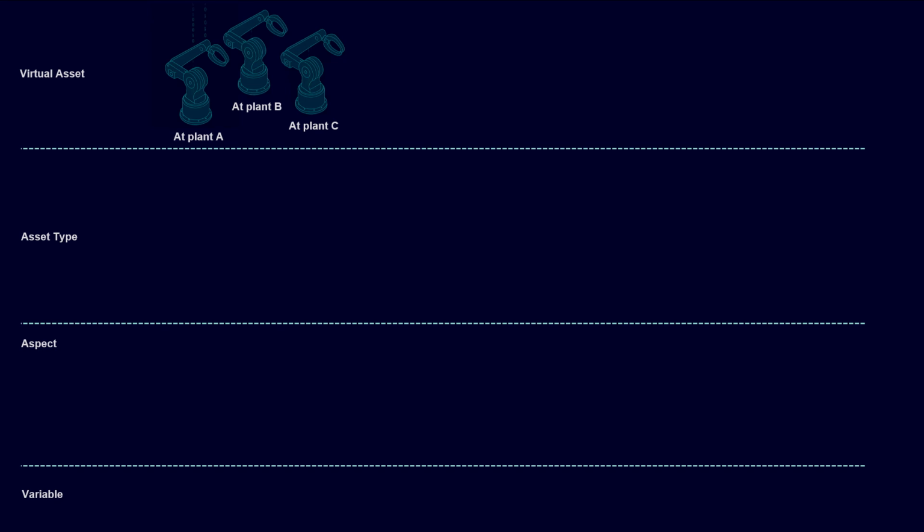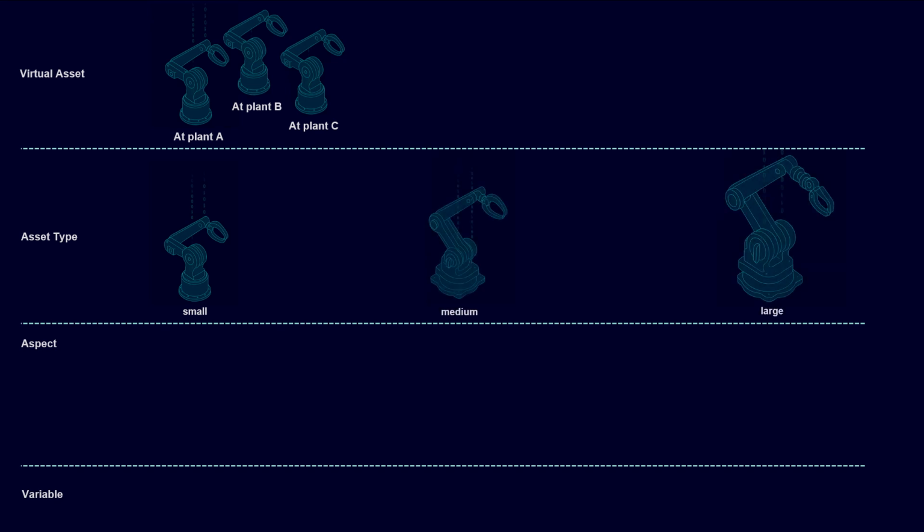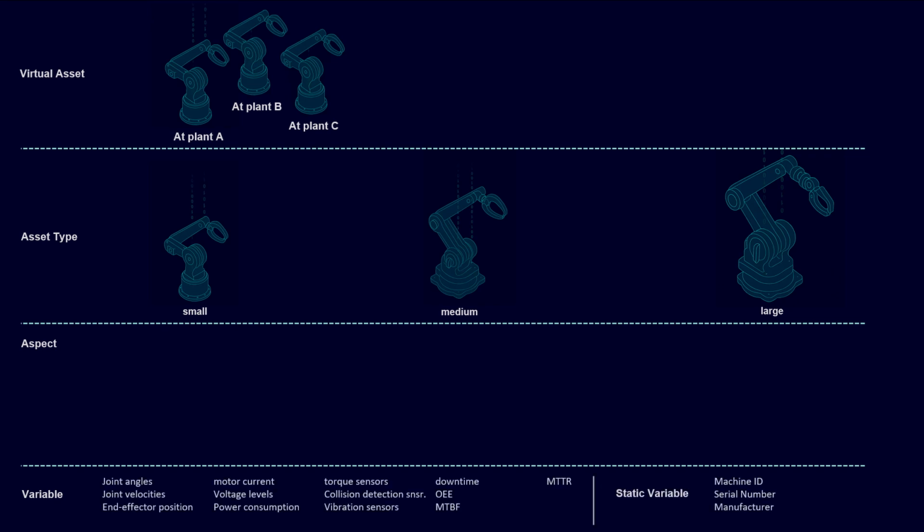In our example, the asset type is defined as small robot, which standardizes this kind of equipment. In addition, there could also be other asset types, such as definitions for medium robot and large robot. Various types of data points can be collected from this robot, which are simply referred to as variables.